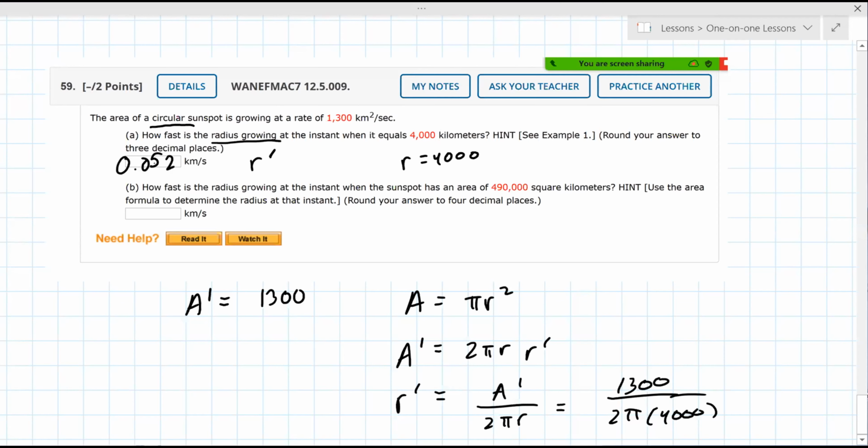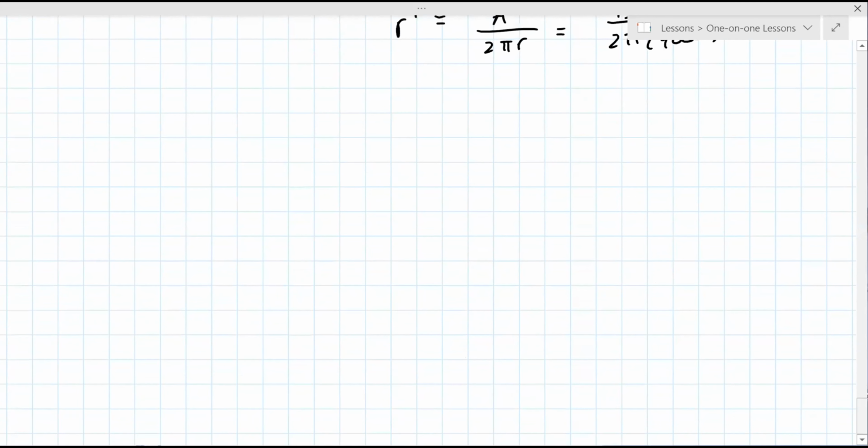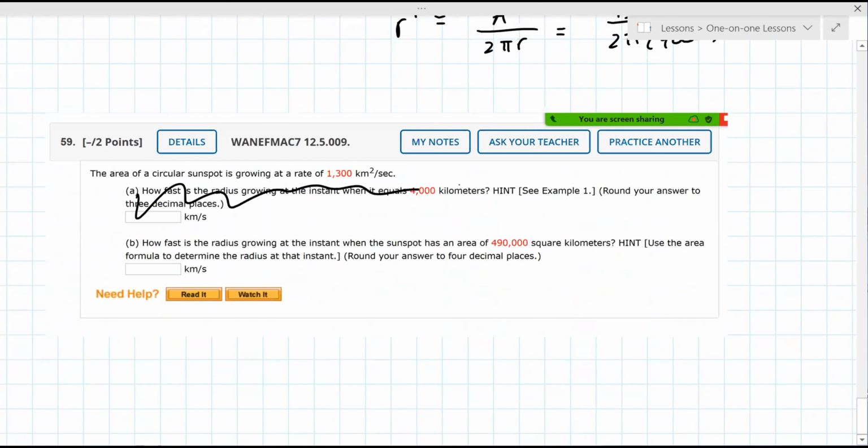0.052. Okay. Now it says B is a totally different question. The stuff from A doesn't apply, but the stuff from here does apply. So it's almost good to just restart it, which is what I'll do here. We're going to ignore this.